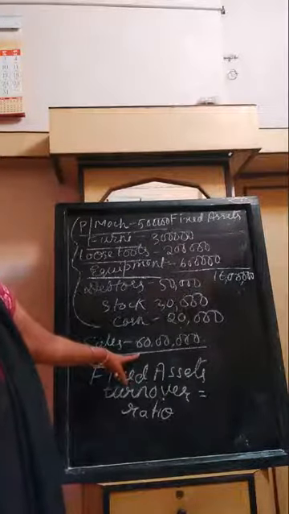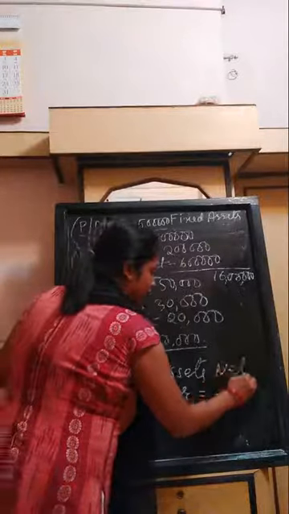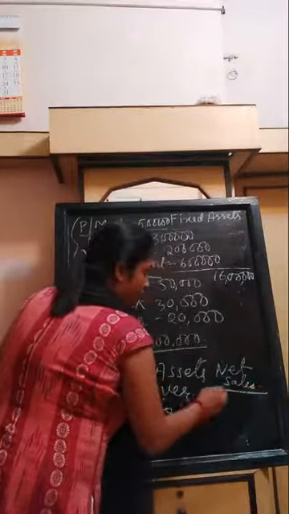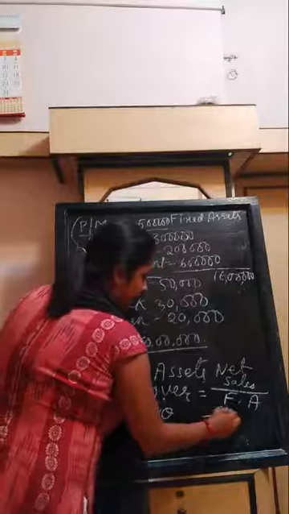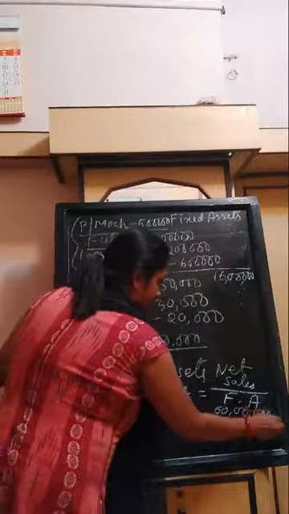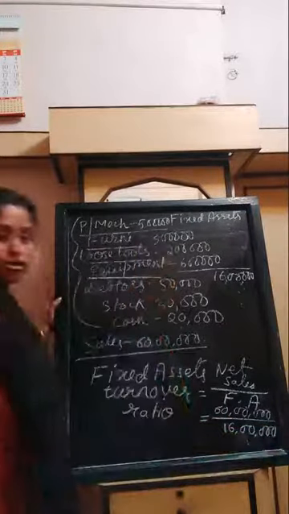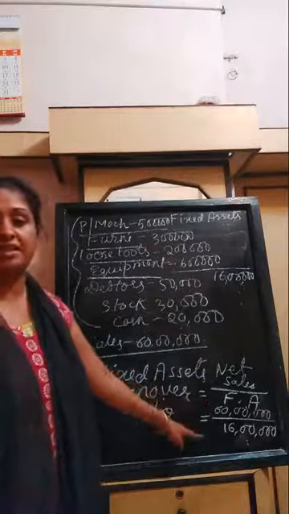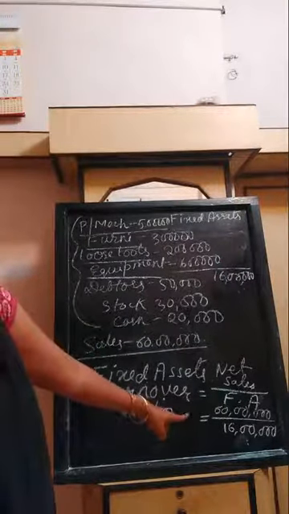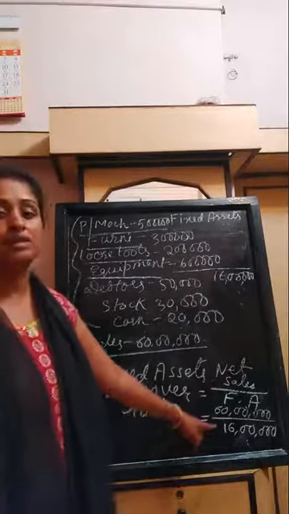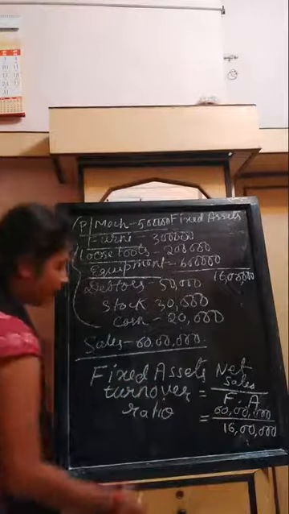Now, the fixed asset turnover ratio formula is net sales divided by fixed assets. Net sales given to you is 60 lakh, and the fixed assets you have calculated is 16 lakh. So, 60 lakh divided by 16 lakh. This calculation you will do and find out the fixed asset turnover ratio. Turnover means sales. So, if you do the calculation, you will get 3.75 times.